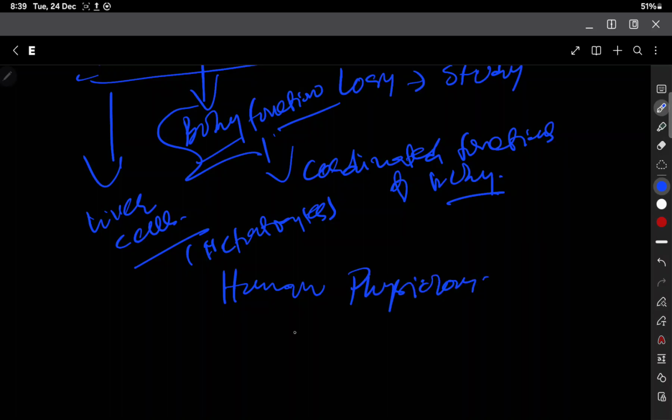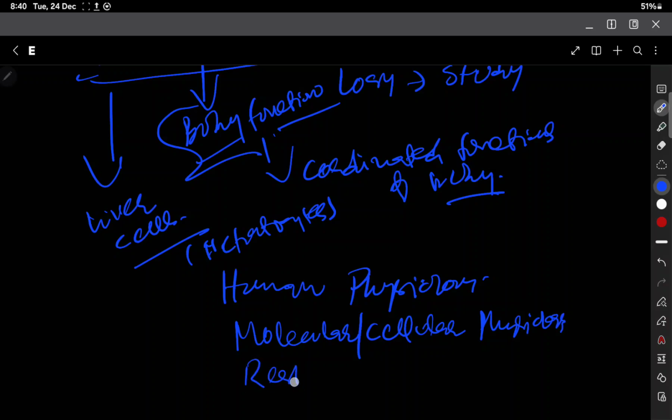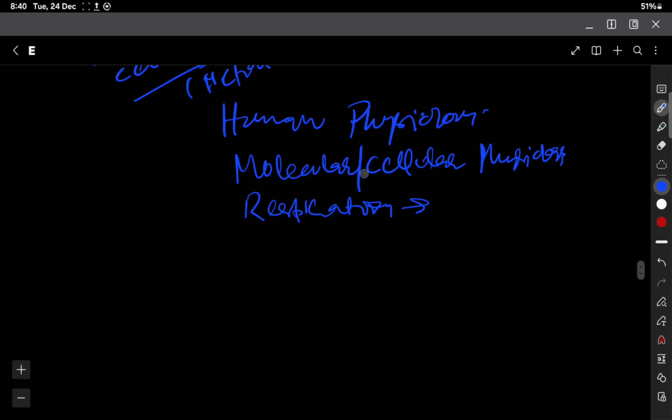Then, for example, molecular or cellular physiology is a study which is based upon the organization level. Same is like respiratory physiology, where we will be studying the functions of the respiratory system. So that is human physiology. And there can be physiology of the heart, physiology of the lungs, physiology of various body structures.